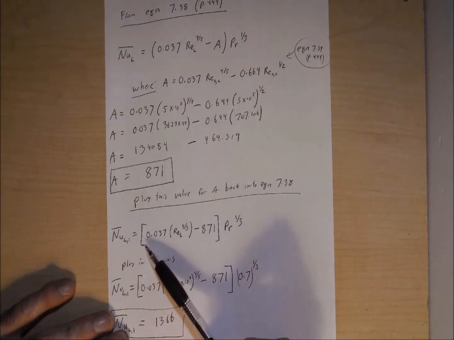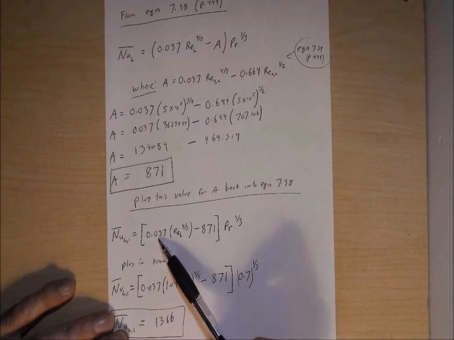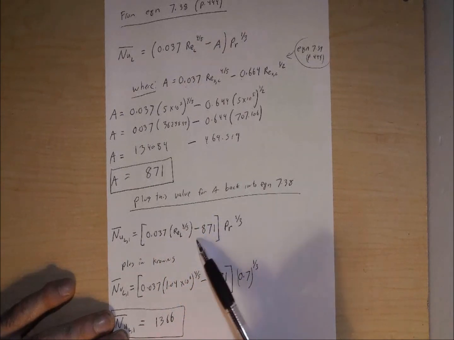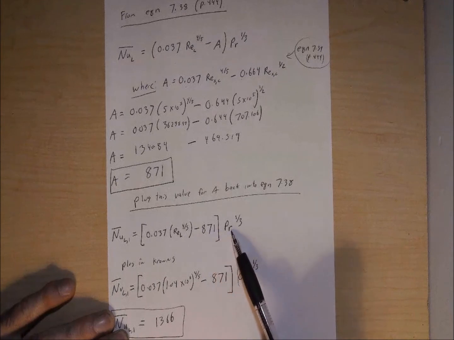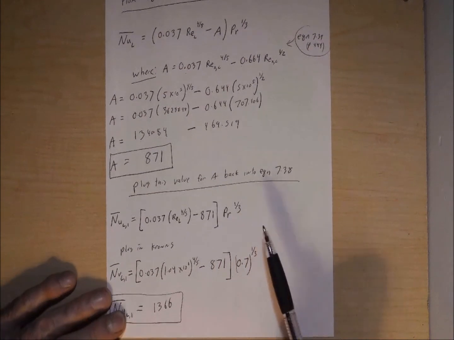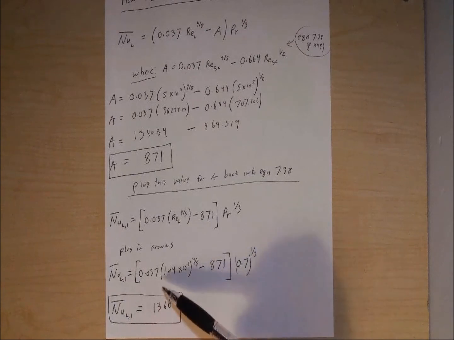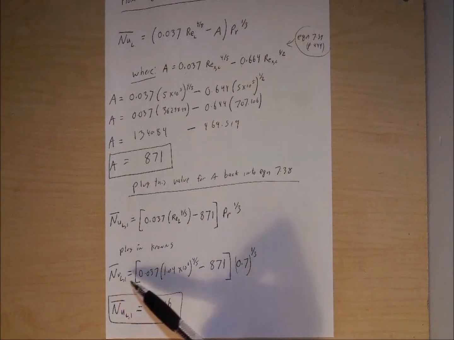So our Nusselt number here is equal to 0.037 times the Reynolds number to the 4/5 minus A, there's our 871, times Pr to the 1/3. Now we do have a value for Pr that we found before. We also have a value for our Reynolds number there. So we can plug these in now.